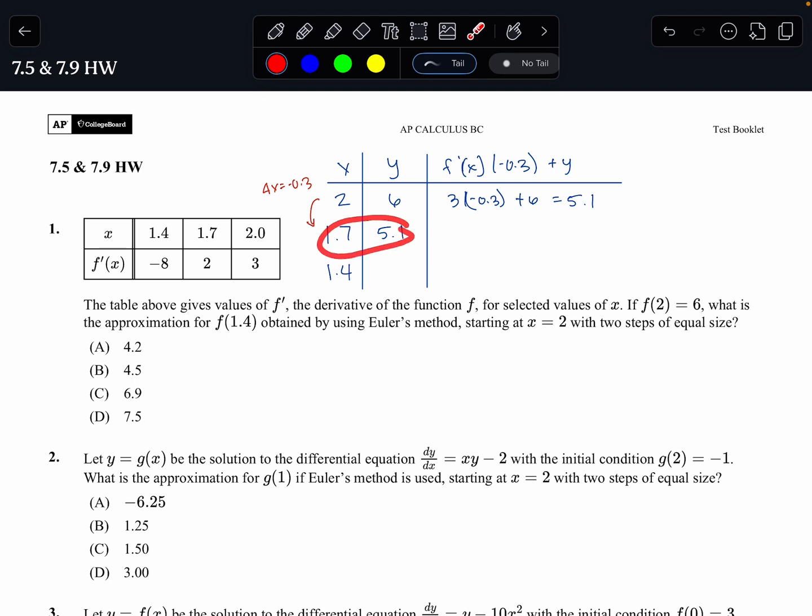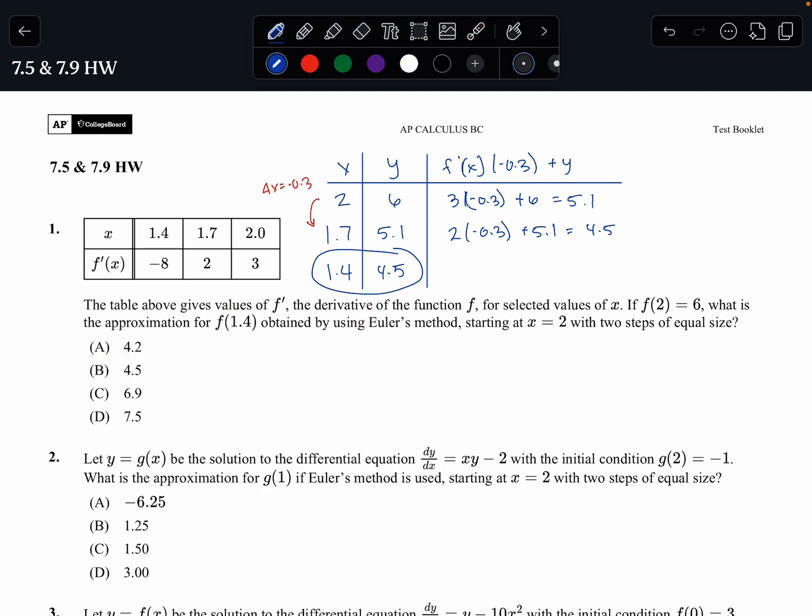Okay, now we're going to plug in the x and the y values here. So plug in x, we get f prime of 1.7, which is 2. So 2 times negative 0.3 plus 5.1, and I got 4.5. So we're going to estimate f of 1.4 to be 4.5.